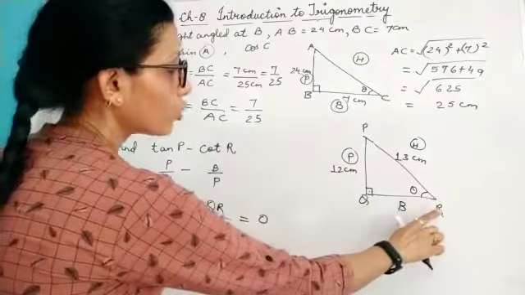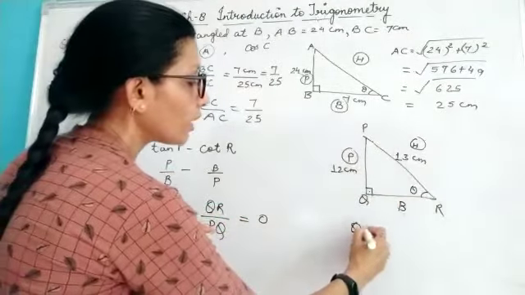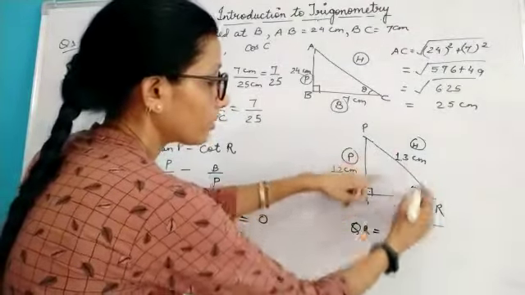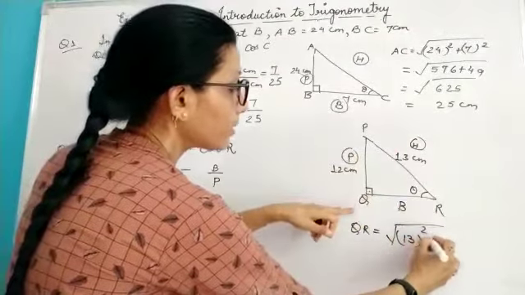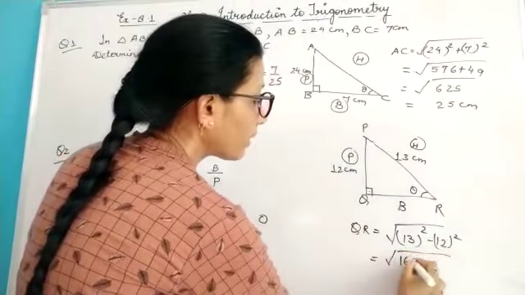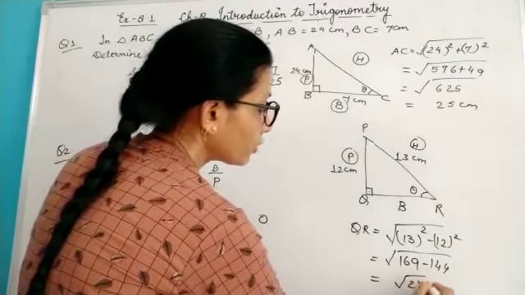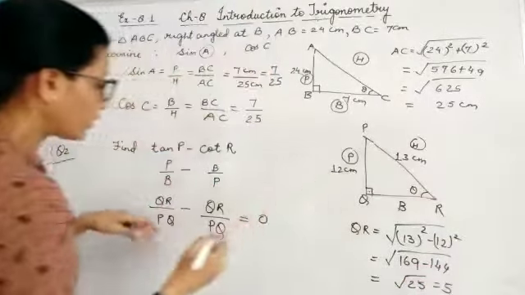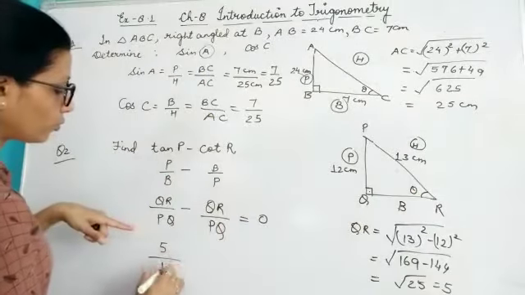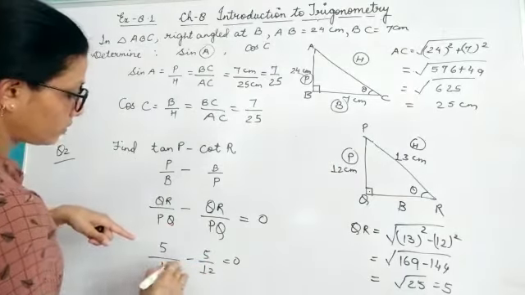Here in this case, you will be applying Pythagoras theorem. So QR will be equal to under root 13 square minus 12 square, which will give you 169 minus 144, which is equal to under root 25, which is equal to 5. So your QR is 5. So I can write in place of QR, and PQ is given to you, 12, so 5 by 12 minus 5 by 12, which is equal to 0. Right?